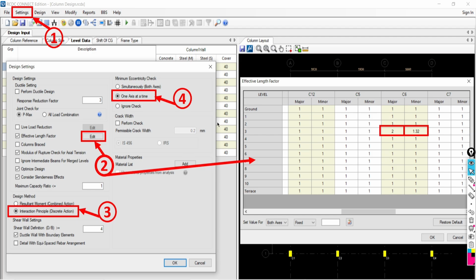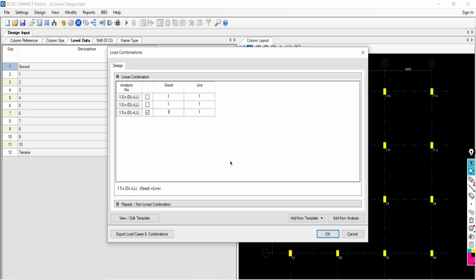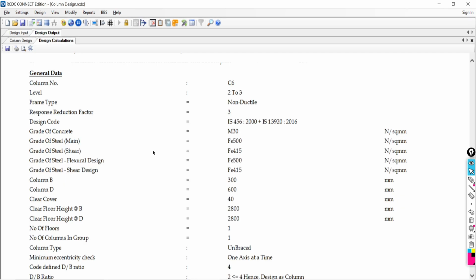Moving ahead, you have to set the definition for the percentage of reinforcement as minimum 0.8, maximum 4, and for the diameter of bars you have to choose the minimum and maximum diameter. After that you have to choose the proper load combination, as the factored load combination we need to consider. With that, let's see the design of the column proposed for your study as done by RCDC.